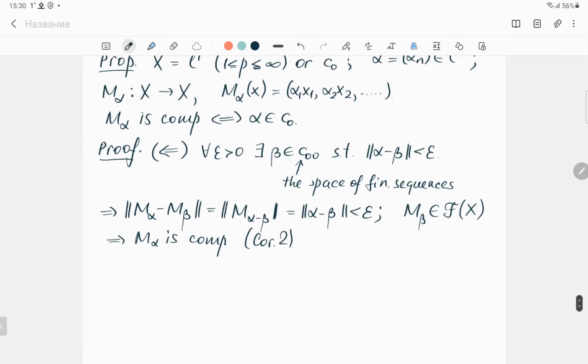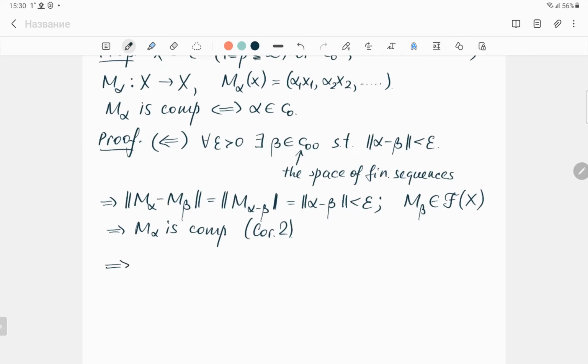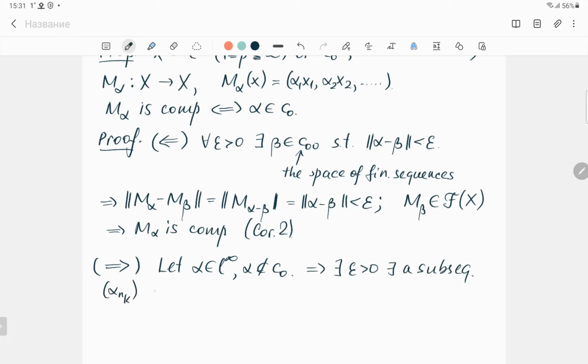Okay, and now to prove the left to right implication, let's assume that alpha is not an element of c0. So it doesn't vanish at infinity. And this means that we can always find a subsequence which is bounded away from zero. So there is a positive epsilon, and there is a subsequence alpha n_k, such that the following inequality holds.